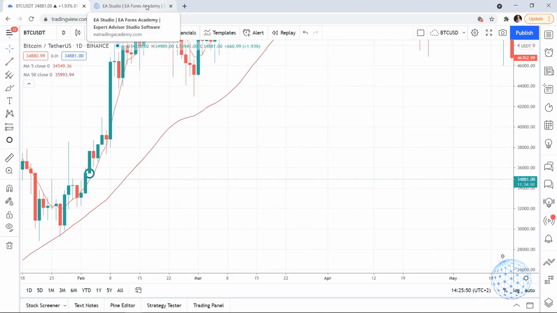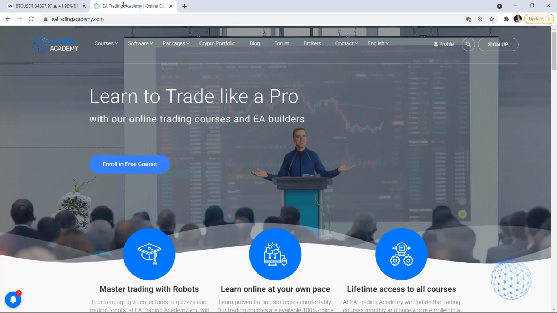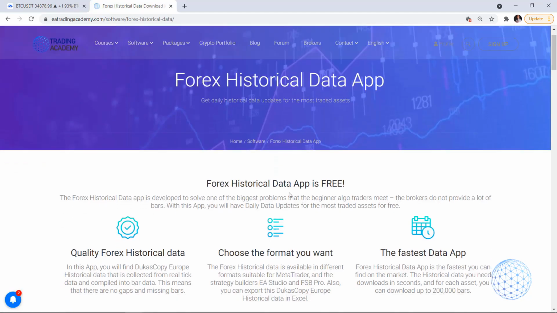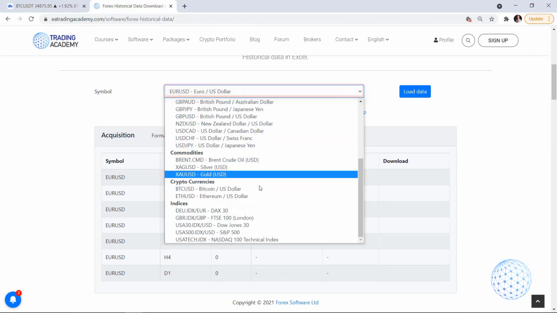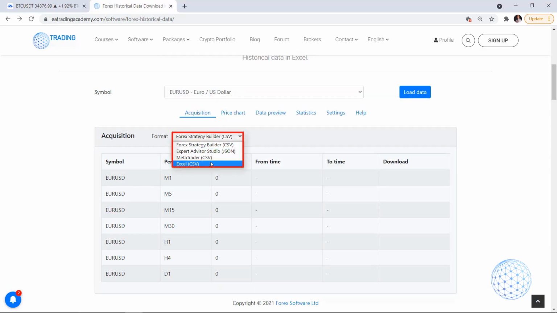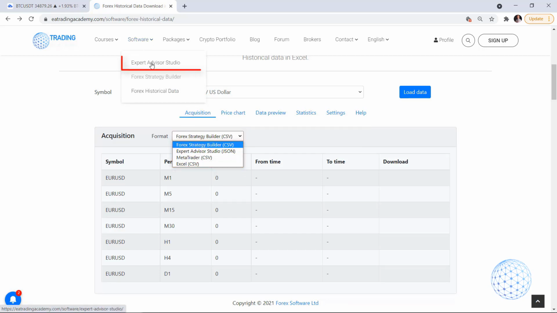So let me show you the software and you will get a better idea of what I'm explaining. So I will go to our website at EA Trading Academy, and in the menu you can see software, and here we have 2 pieces of software integrated: EA Studio, Forex Strategy Builder, and the Forex historical data, from where you can download free historical data for any asset. It's useful when you're doing backtests, it's useful for many things.